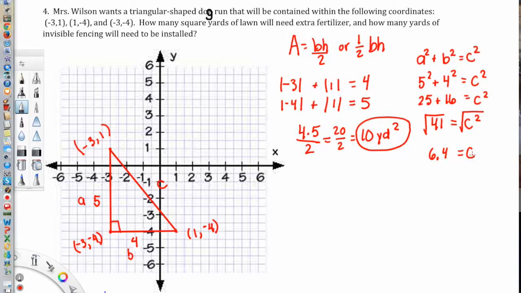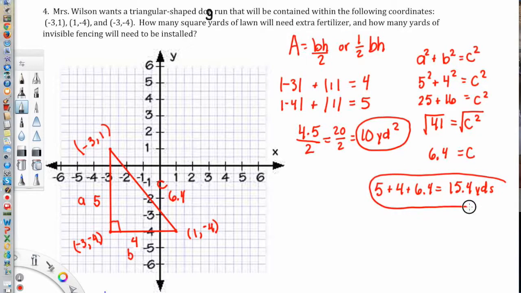So now we can take this C and add it to A and B. We know that C, this side here, is going to be approximately 6.4. Let's add them up. How much of that invisible fencing are we going to need? We're going to need 5 yards plus 4 yards plus 6.4 yards, which will give us 15.5 yards of invisible fencing.